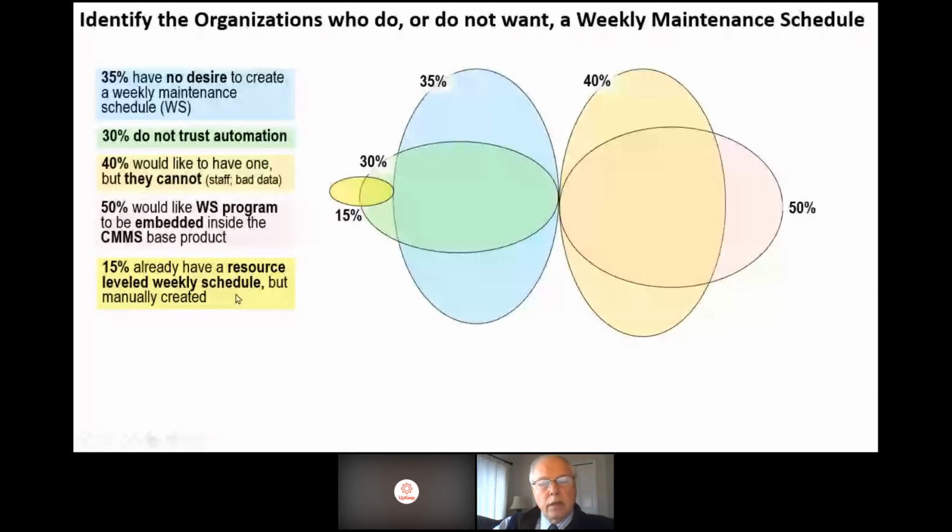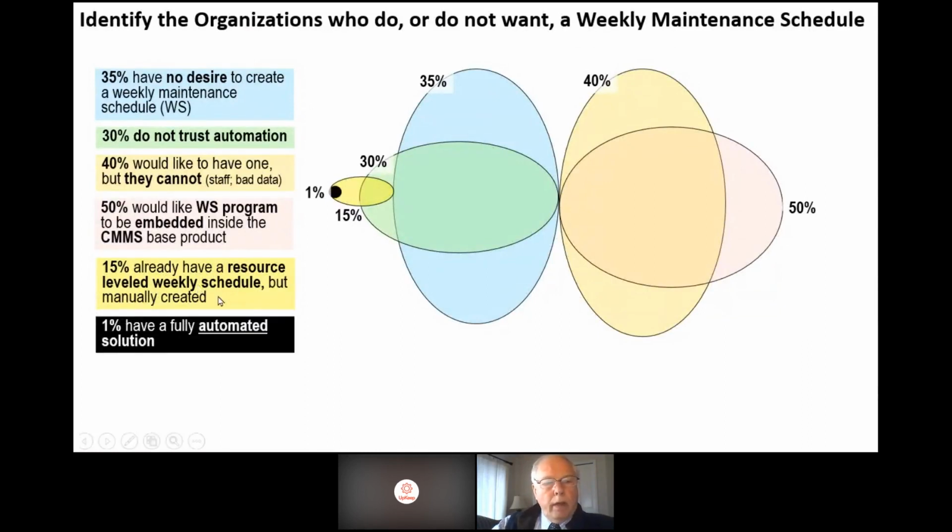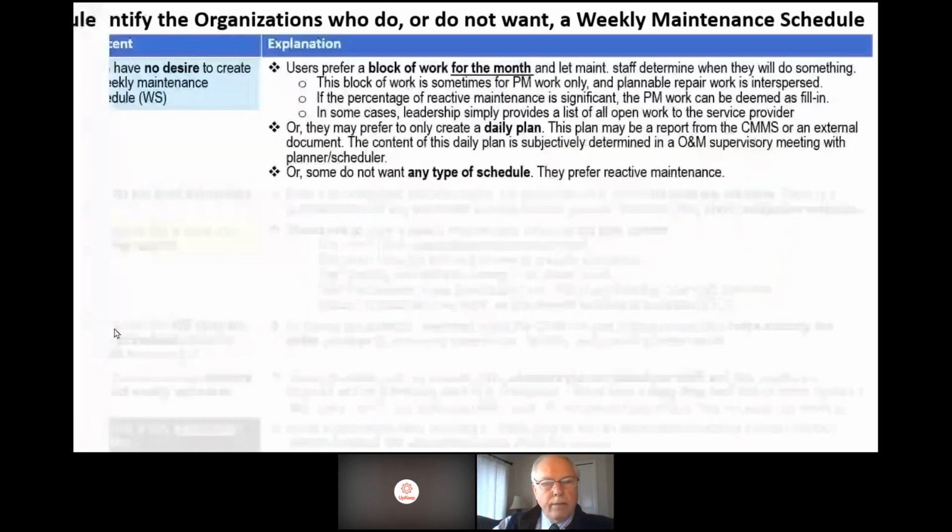The scheduler is also trained to operate the drag drop solution because the supervisor doesn't know how to use it. So that's a tedious process there. 1% have figured this out. They've acquired the right software. They've got the right processes in place, the right roles, but that's 1%. We're going to break this down further.